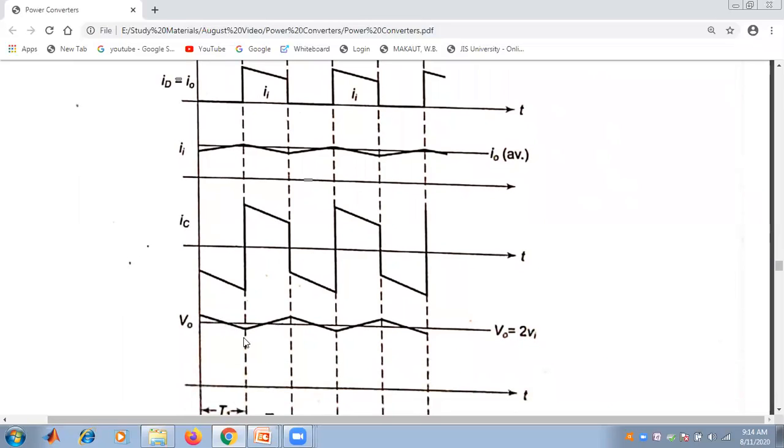The output voltage, that is V0, is the summation of the input voltage and the voltage across the inductor VL at the instant value. The voltage across the inductor, VL, is equal to Vi, as we have already seen. So the V0 value became 2Vi, that is the concept of the step-up chopper. This is the nature of the output voltage, V0 equal to 2Vi, and this is the nature of the current through the inductor, when the switch is going from its off state to an on state.